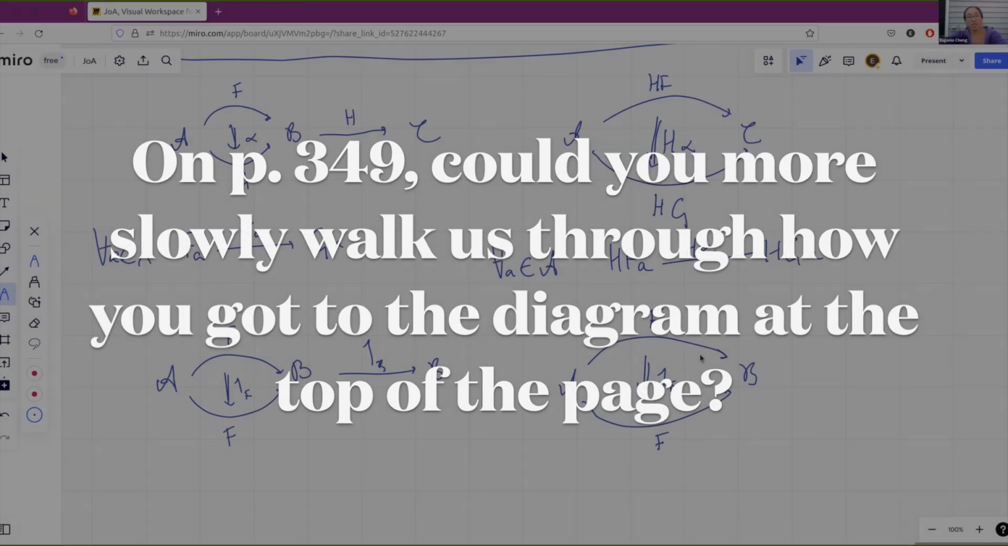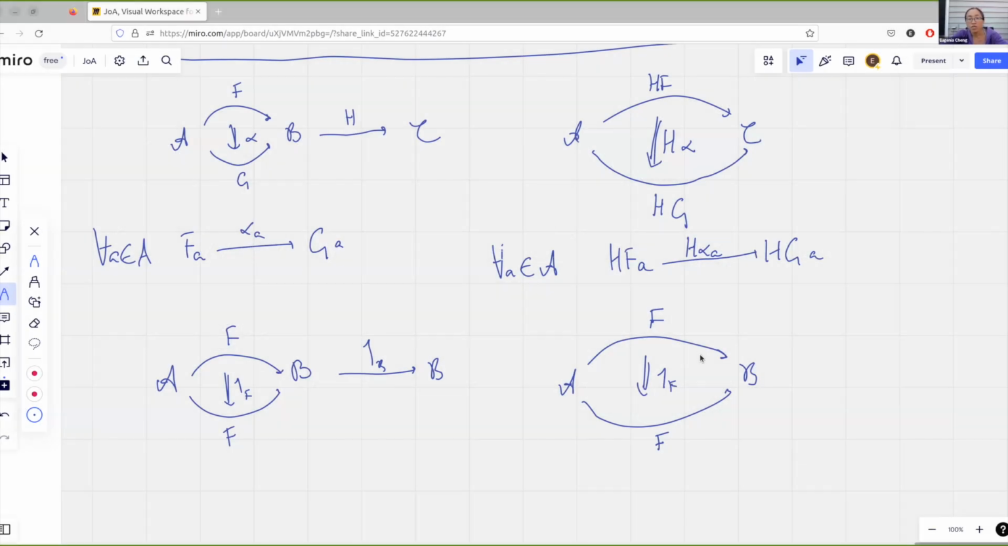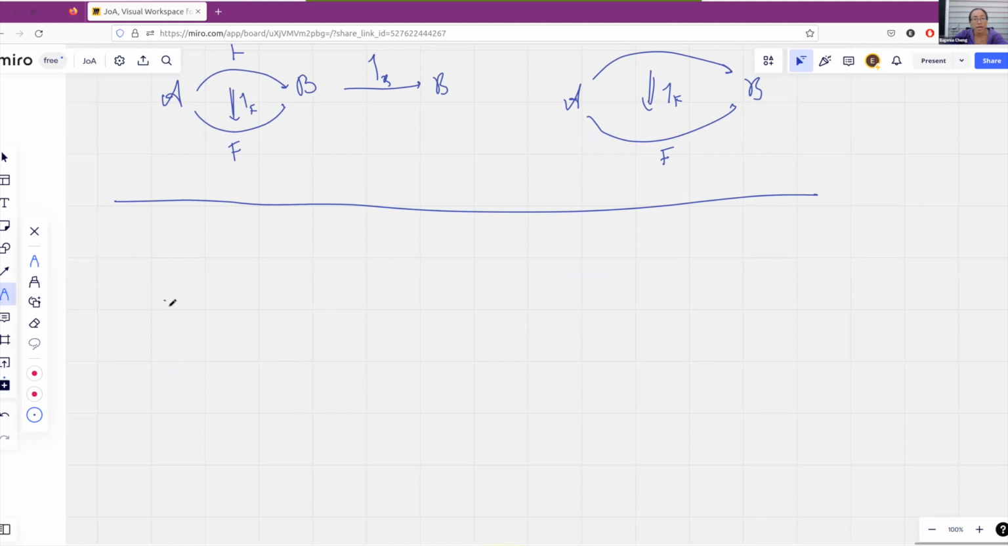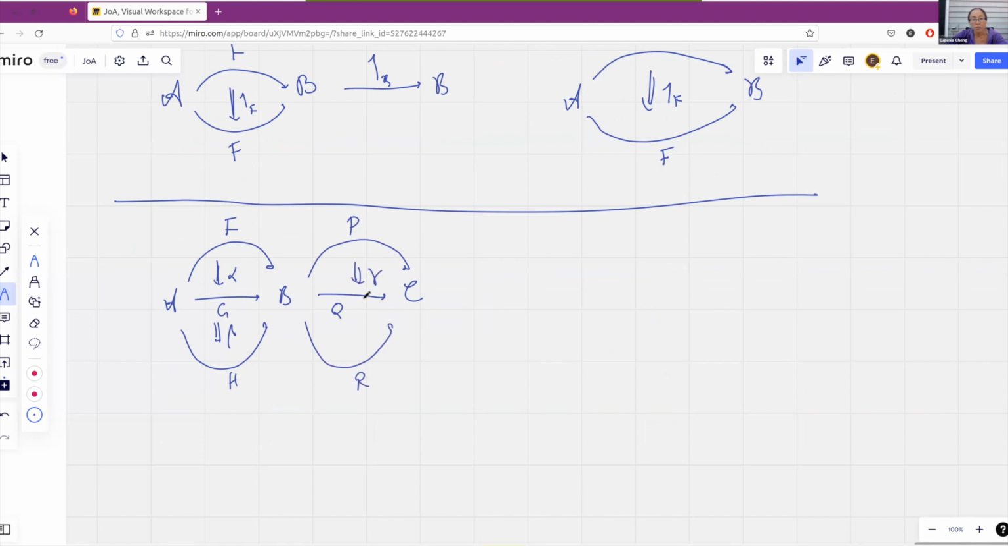Yes. So page 349 is the diagram about interchange. Okay, so what we've got here, the scenario is we've got A, B, and C, and we've got 4 natural transformations. So we've got alpha and beta over here, and we've got P, Q, and R, gamma, and delta over there. And there are 2 different ways of composing these.